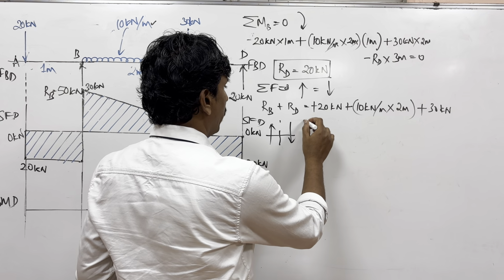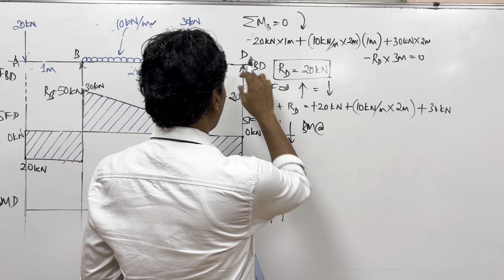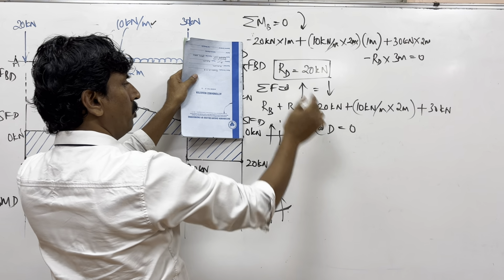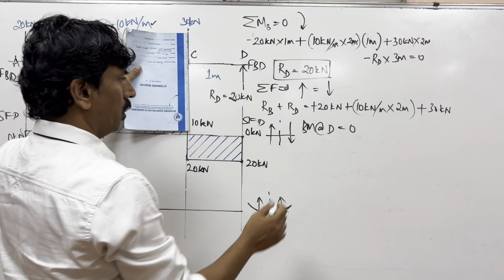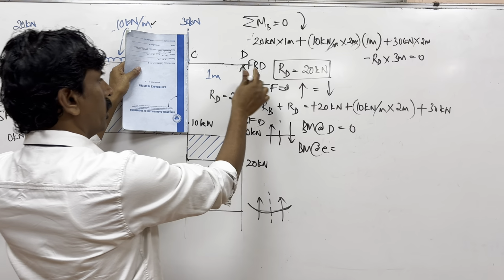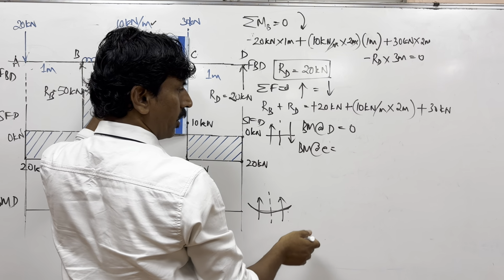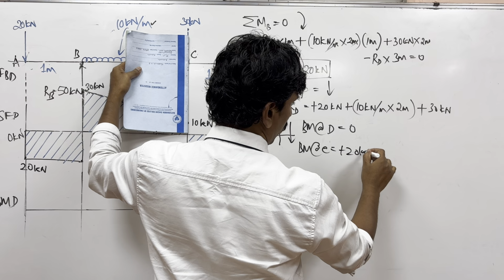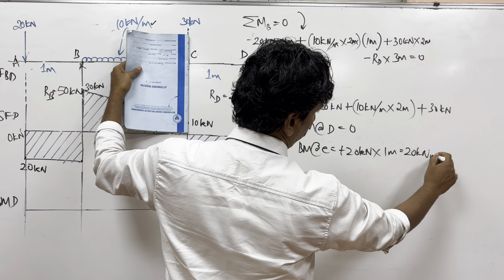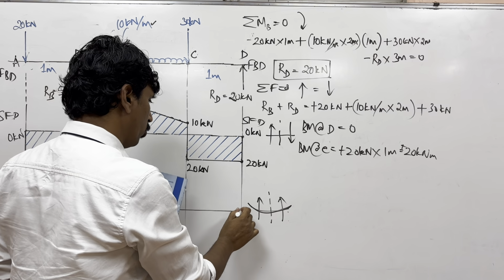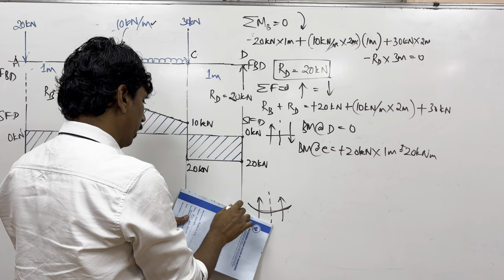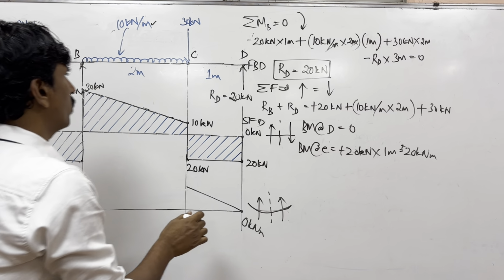Bending moment at D, what is the value? 0, because at this point there are no forces in the beam. But when I come here, bending moment at C: you see that there is a force which is going upwards. Is that positive? Yes, that's positive. 20 kilonewton into how much? 1 meter, that is 20 kilonewton meter, which is positive. So it goes from 0 to 20 kilonewton meter, a straight line. It's positive.